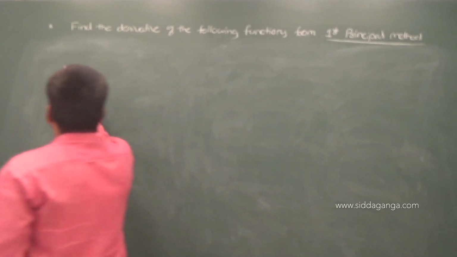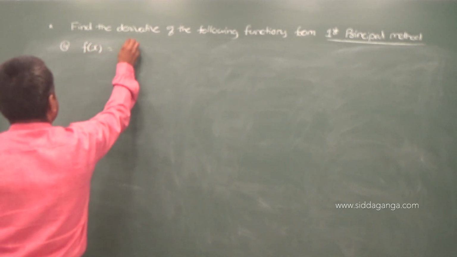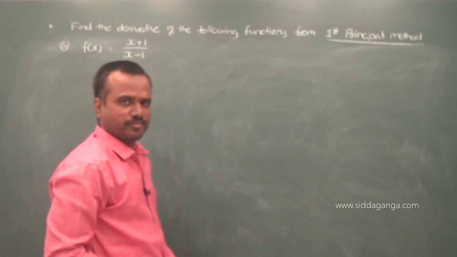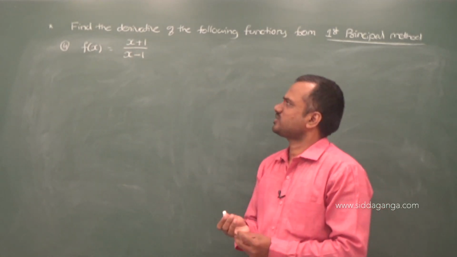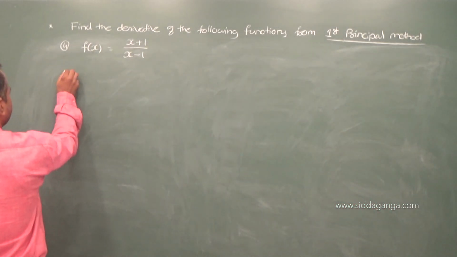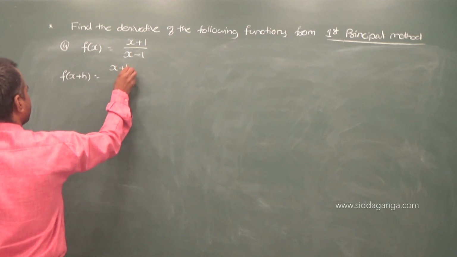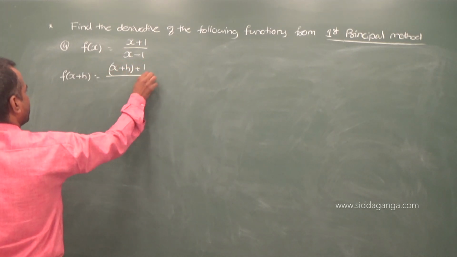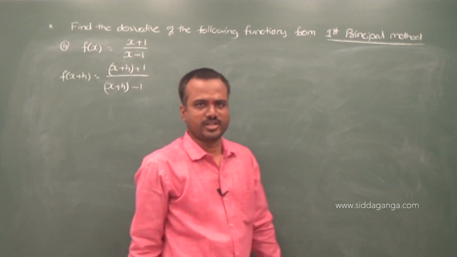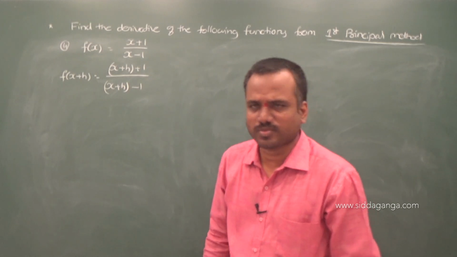Next one. f of x is equal to, fourth problem, (x plus 1) divided by (x minus 1). Very interesting problem, very simple problem. f of x plus h is (x plus h plus 1) divided by (x plus h minus 1). Correct?